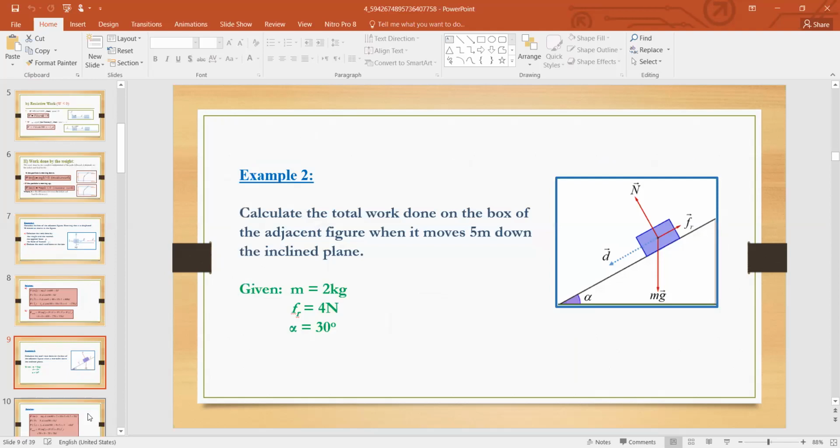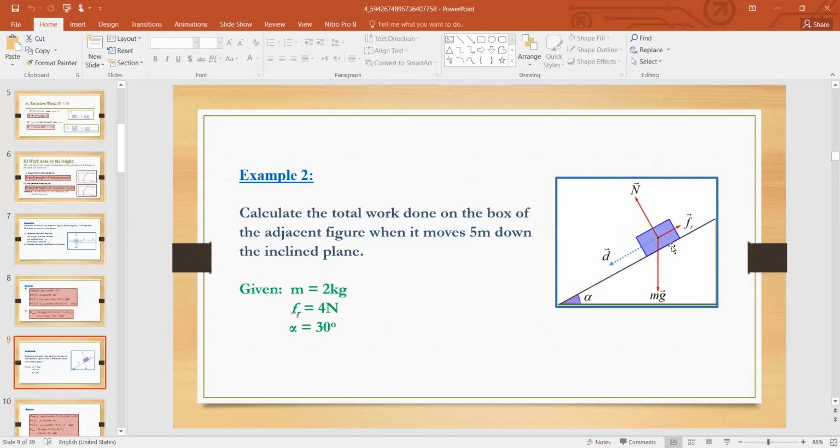Another example, as we illustrated before, for an object moving on an inclined plane: calculate the total work done on the box of the adjacent figure when it moves 5 meters down the inclined plane. Work done by N is 0 because N is perpendicular to the displacement. Work done by friction, as we said before, you can write directly as minus Fr times displacement. We have Fr 4, displacement 5, so work is minus 4 times 5, which is minus 20 joule.